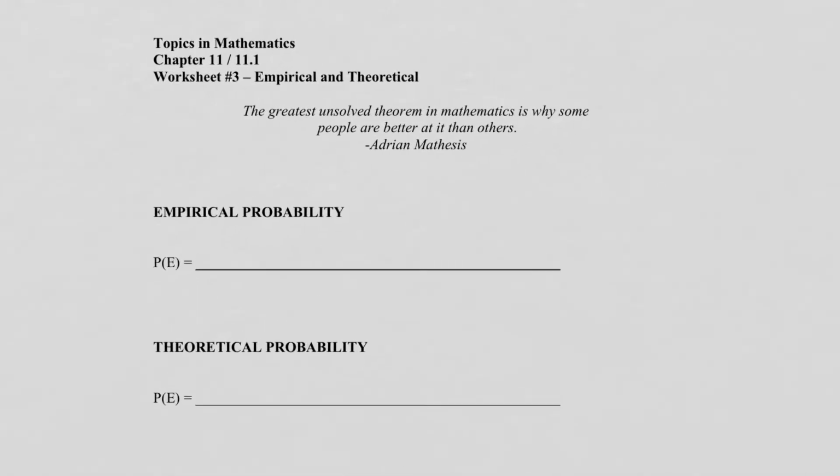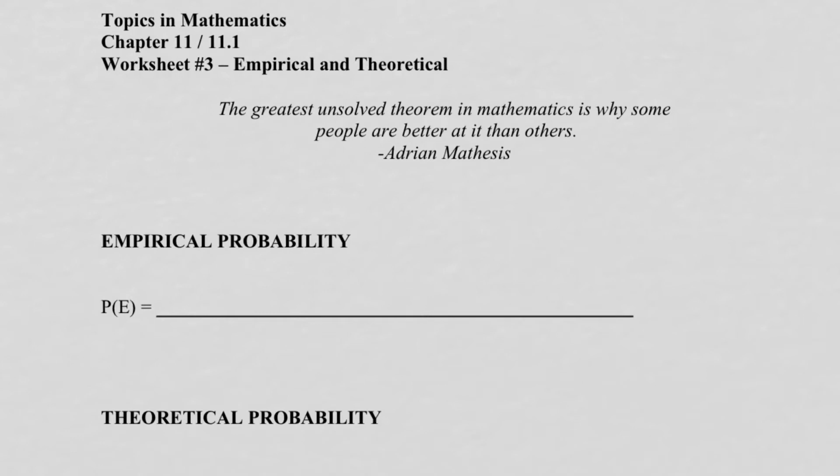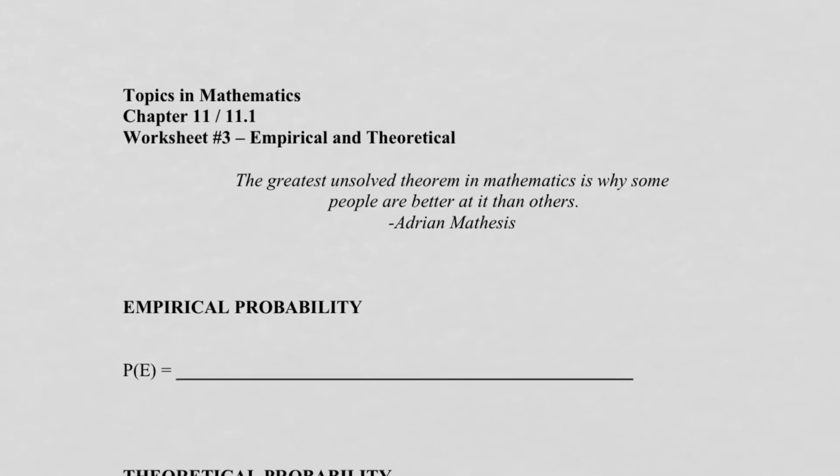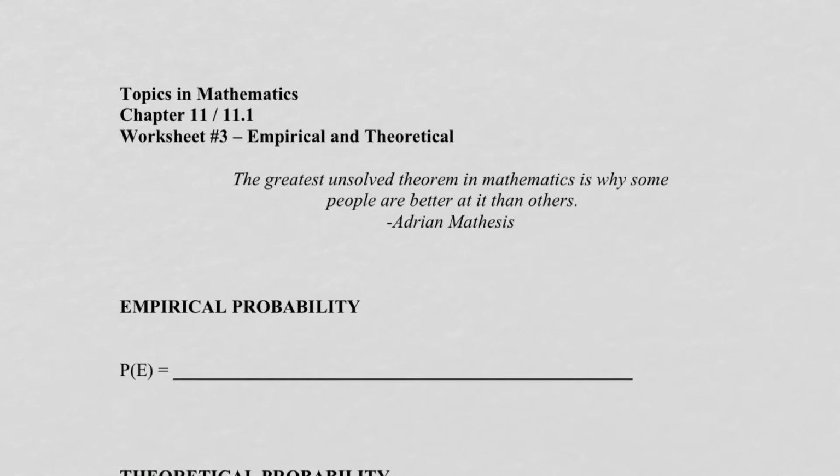We are in the unit of probability, chapter 11, in topics in mathematics. In this video, we're going to talk about 11.1, which is about empirical and theoretical probability. Notice that we're actually going to be starting in worksheet number 3. Worksheets numbers 1 and 2 are actual experiments, but in this video, we're just going to talk about the math behind and the reasoning behind these experiments and how it relates to theoretical probability. So let's get started.